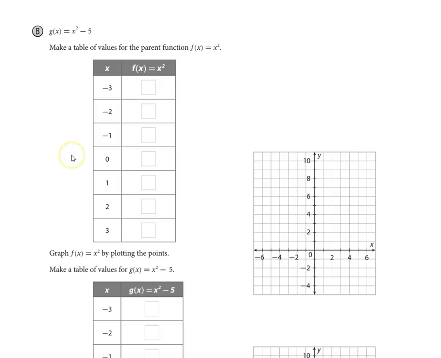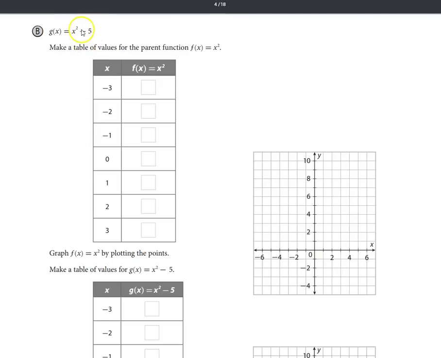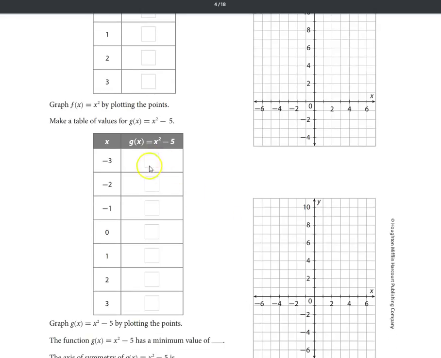Okay, so here they are continuing wanting us to translate a function upwards or downwards. Again, they want us to input the values for y for the parent function here, and then below there put them in for this transform function. Of course, it'd be very easy for us to go to our calculator, type in y equals x squared minus 5, and then we could get these values from the table.